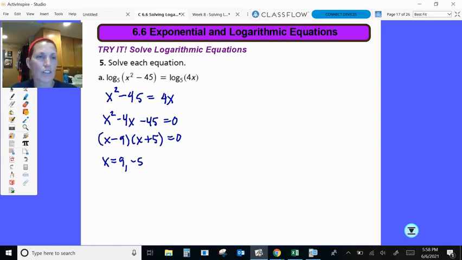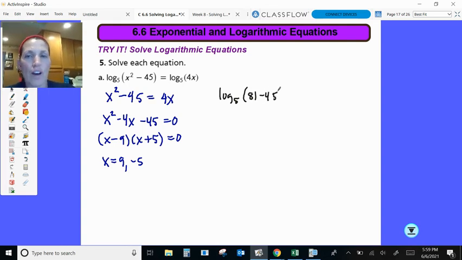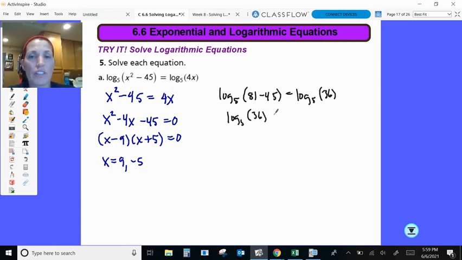Now let's check those, both of them, to make sure we don't have any extraneous solutions. We have log base 5 of 9 squared, which is 81, minus 45 equals log base 5 of 4 times 9, which is 36. So this is log base 5 of 81 minus 45, which is 36, equal to log base 5 of 36. So this is okay. That one checks out.